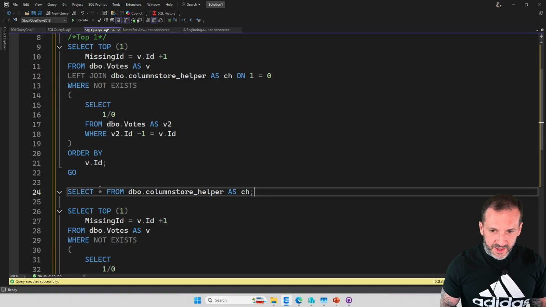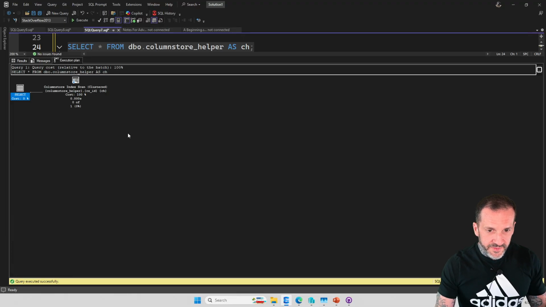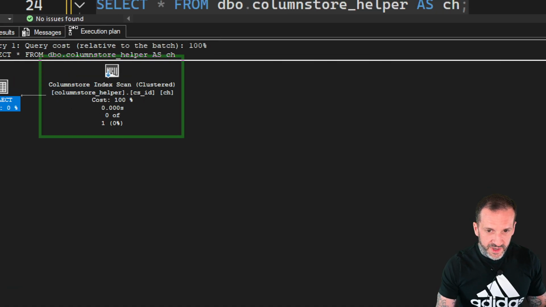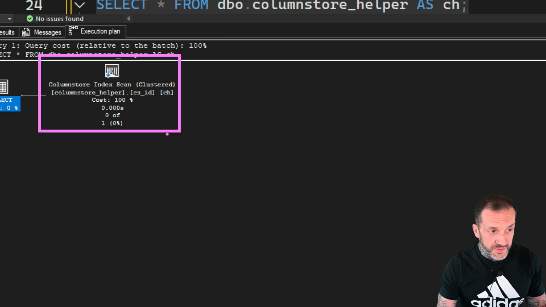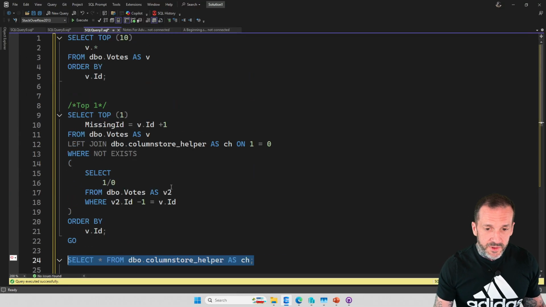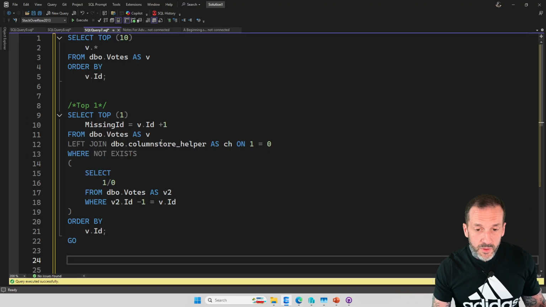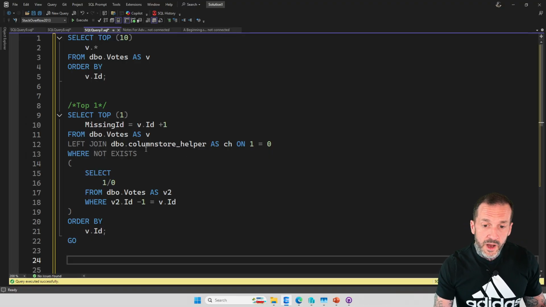dbo.columnStoreHelper, just because I want you to see the execution plan here. We return no rows from this. The execution plan shows that we have a zero row clustered column store object in our database. You can do this with a temp table or whatever other kind of thing you want to slap a clustered column store index on. But all we're going to do here is say left join to our column store helper on 1 = 0. 1 can never = 0, but there is now an object with a column store index on it somewhere in near or around our query.